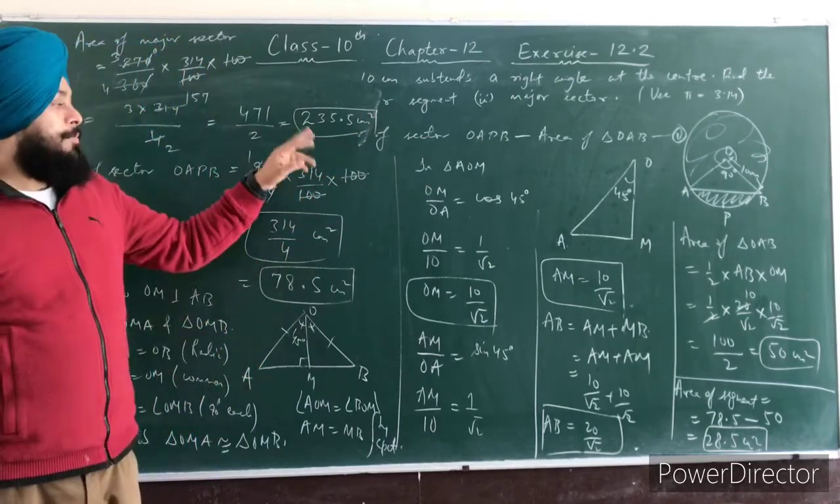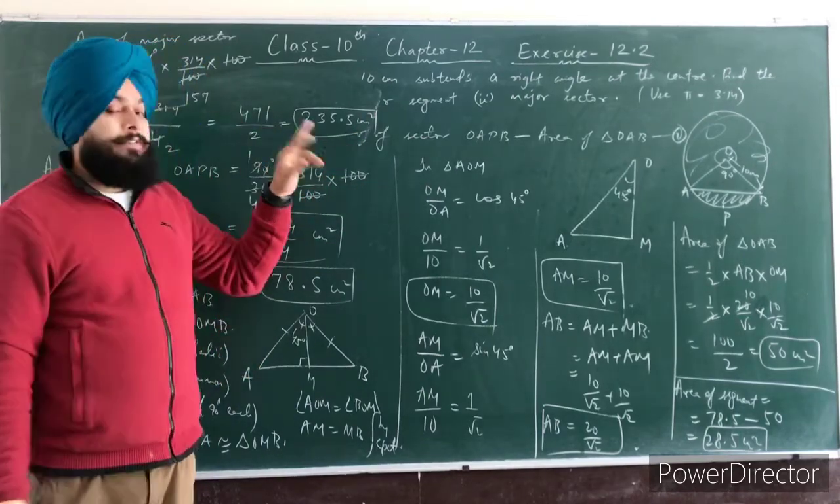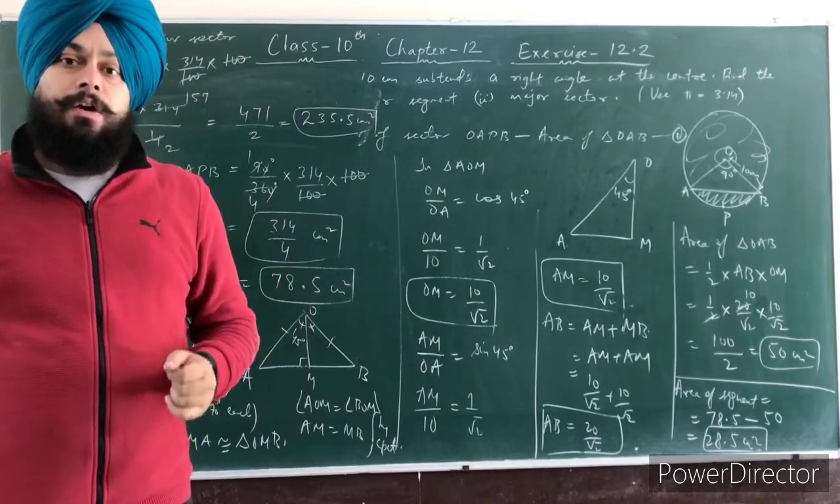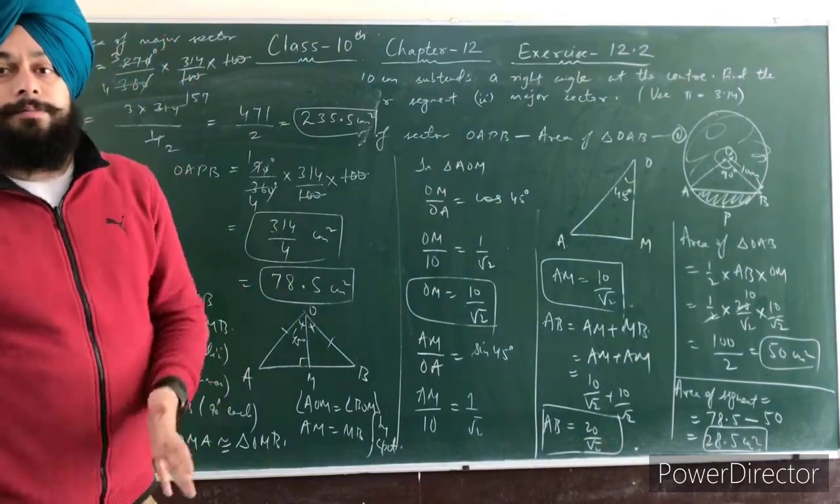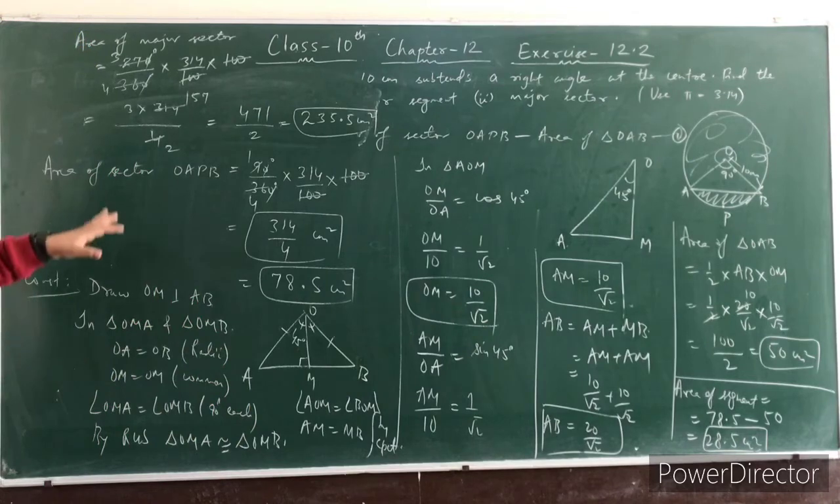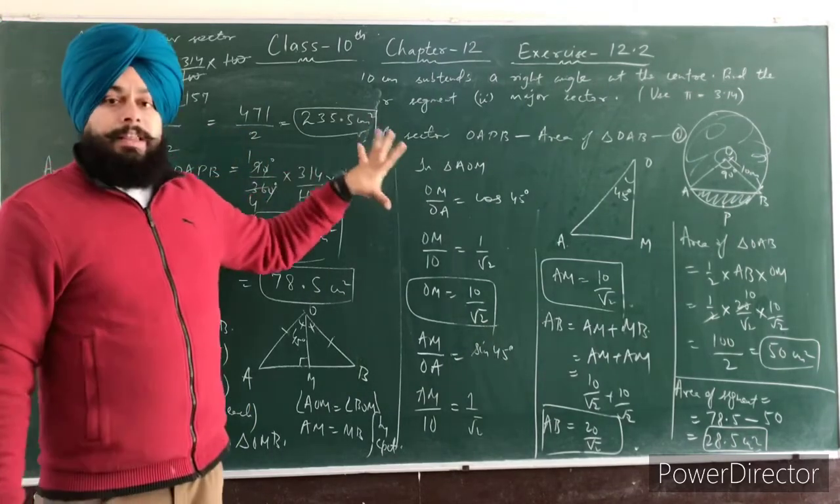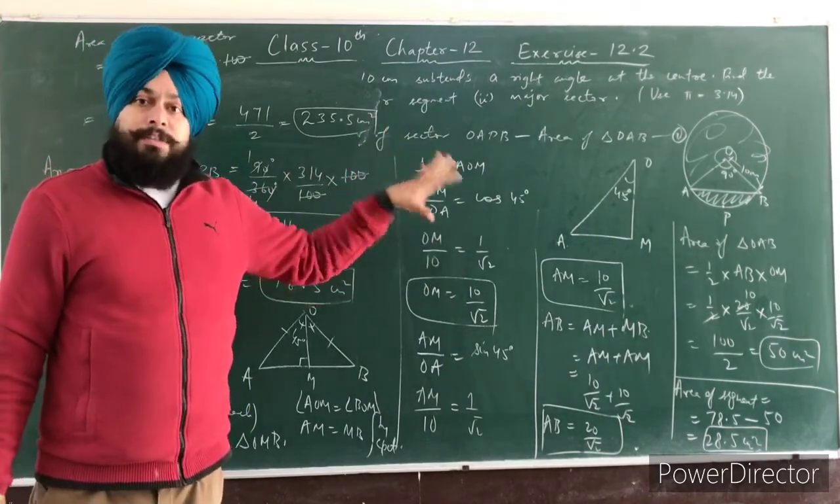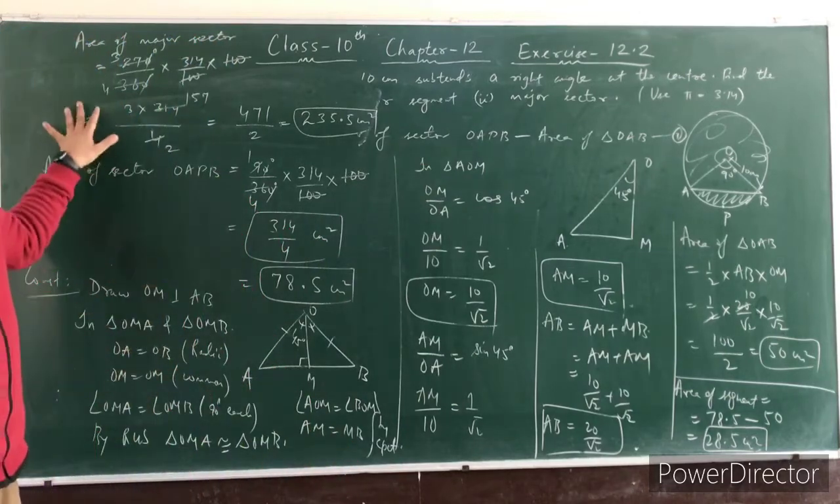So this 235.5 centimeter square is the area of the major sector. Clear, student? So this is all about how to find the area of the segment and the area of the major sector. So this is your question number 4.